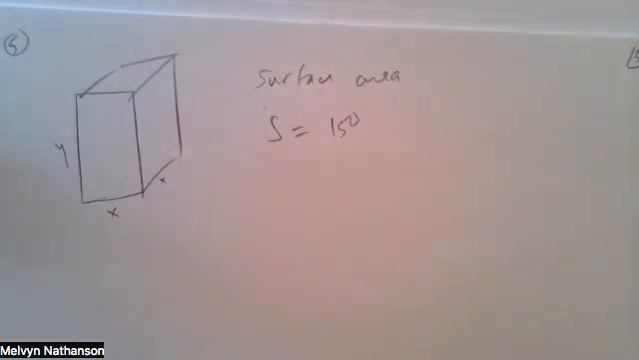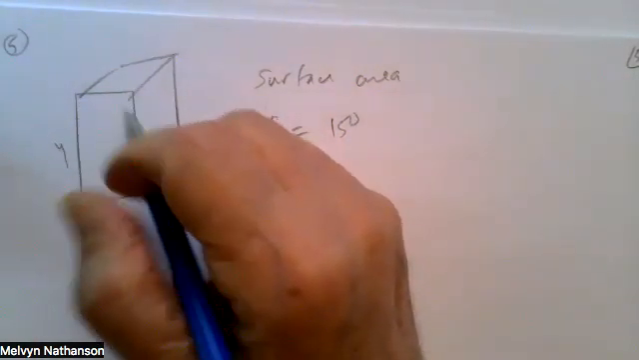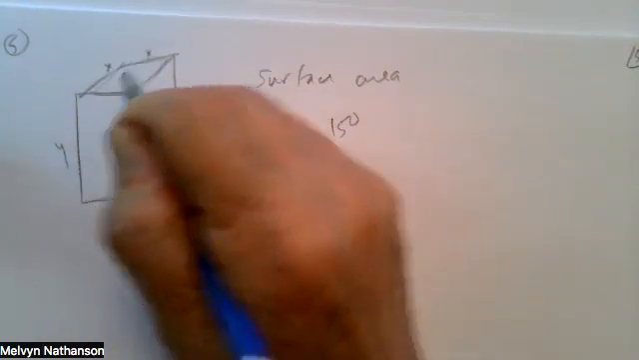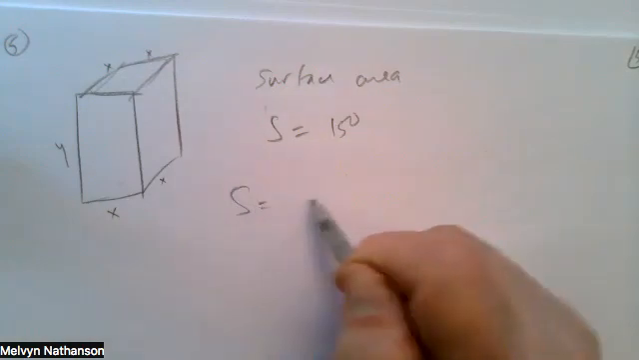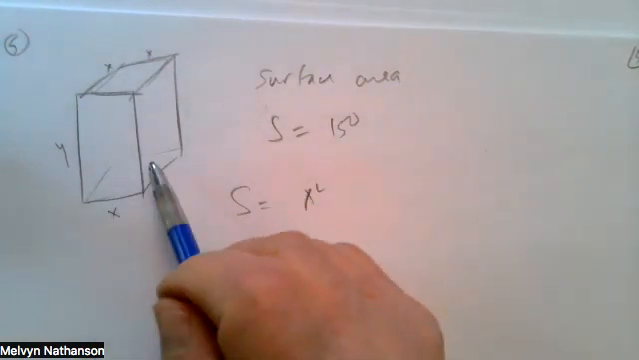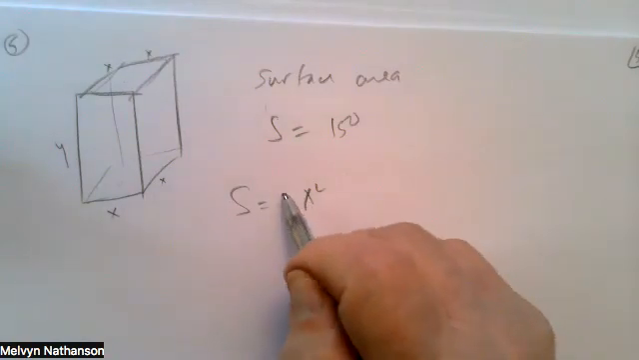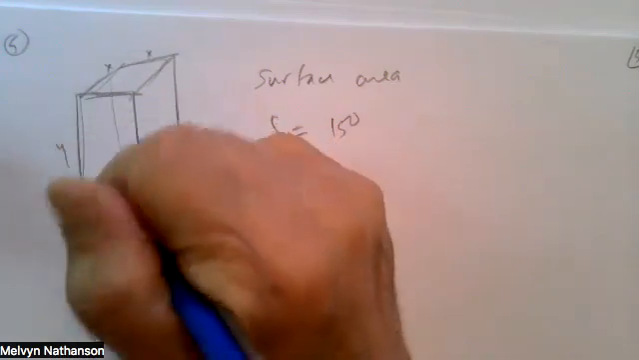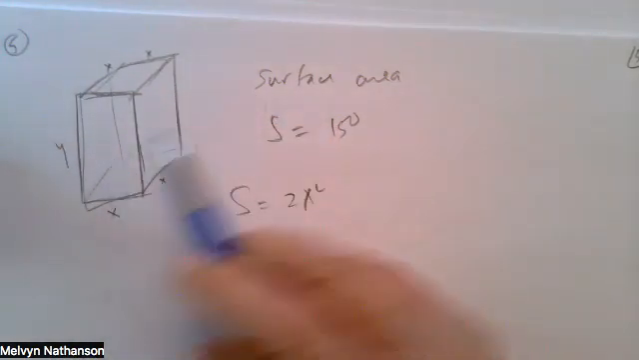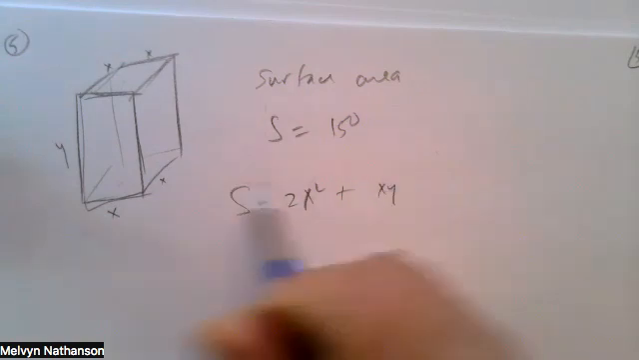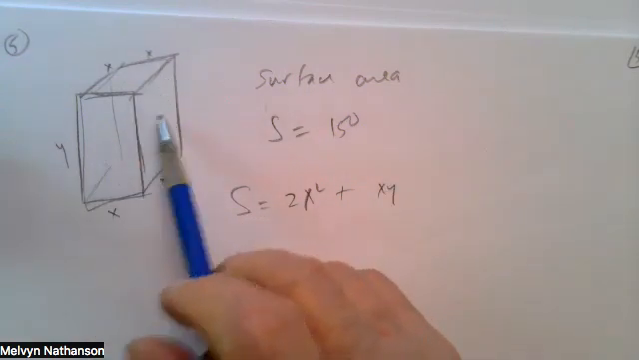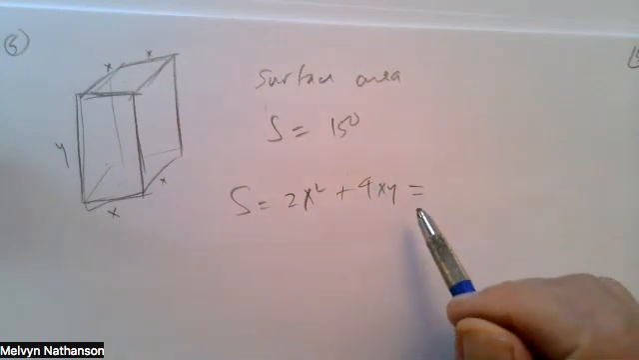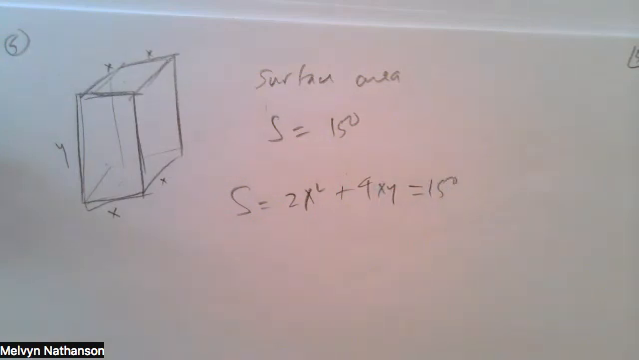What is the surface area? So you have the top, which is a square of side x, so that has area x squared, but there's also a bottom. So the top and the bottom have total area 2x squared. Each side is a rectangle whose dimensions are x and y. The area of the rectangle is xy, and there are 4 sides, front, back, left, right. So this is the surface area, and we're told that the total surface area is 150.